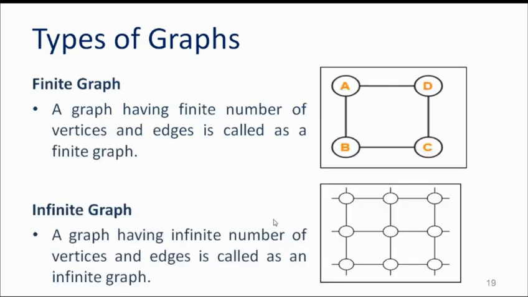Finite graph. A graph having a finite number of vertices and edges is called a finite graph. That means you can count how many edges and how many vertices there are. While coming to the infinite graph, a graph having an infinite number of vertices and edges, if you look at this, it will form a mesh network. It's a kind of mesh network.